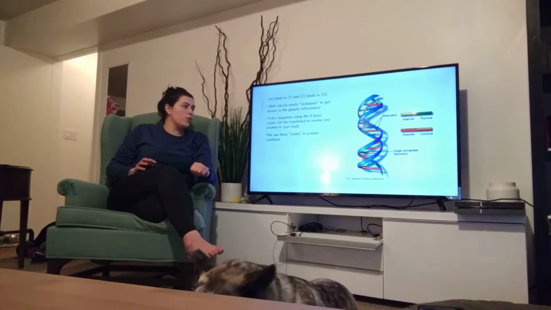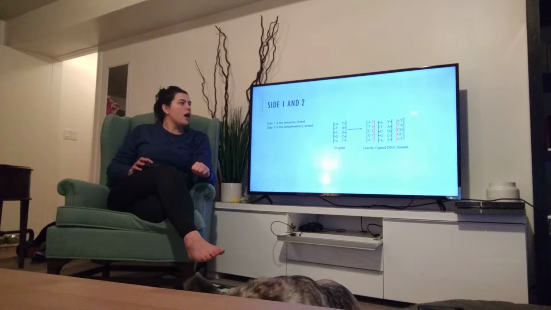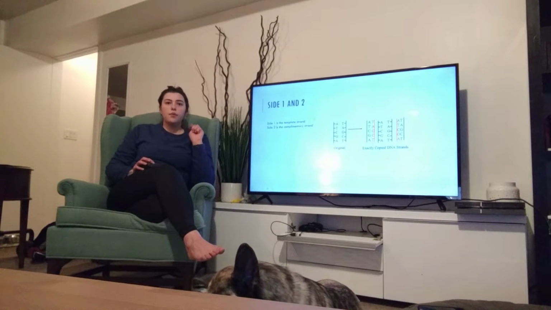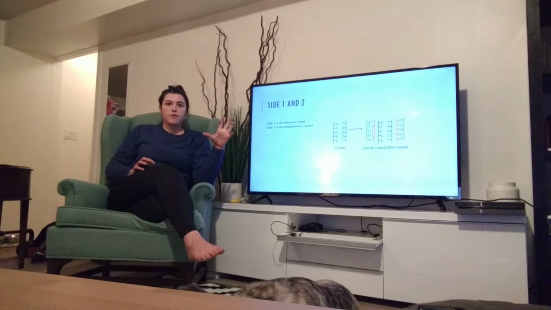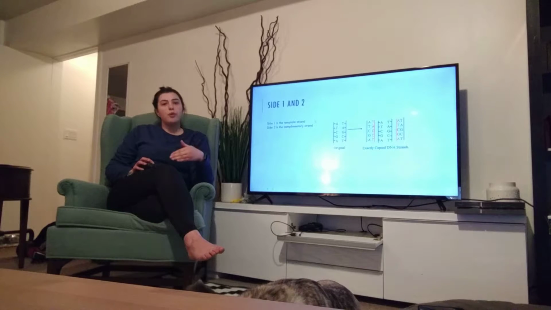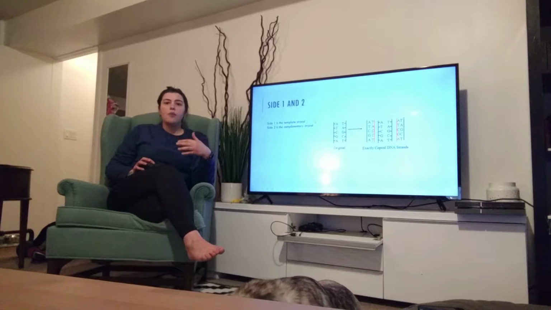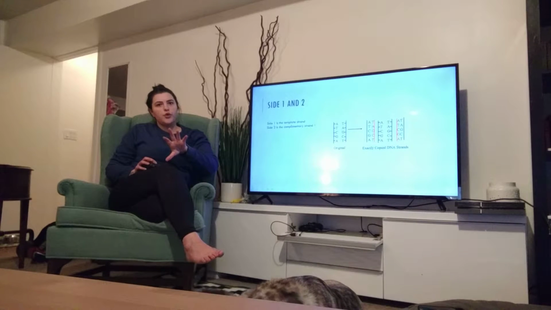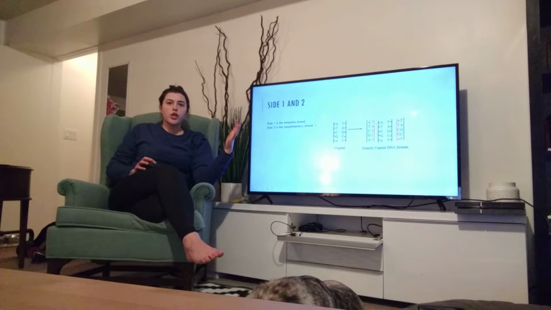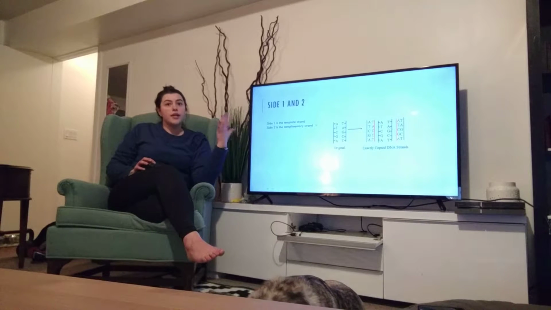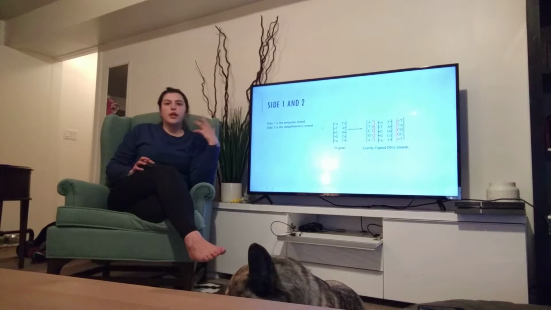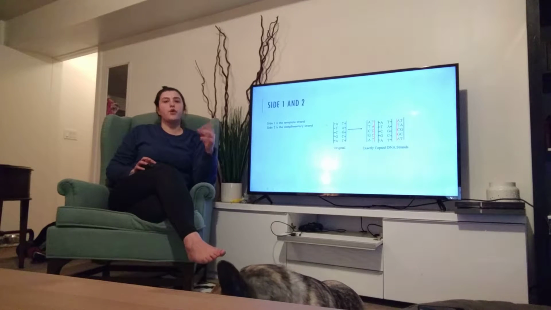In DNA, we have 2 sides, side 1 and side 2. Side 1 is the template strand, that's where we get the information from, and side 2 is the complementary strand, and that is where we copy or replicate the information using the other code. So if on the template strand we have an A, then on side 2 or on the complementary strand we're going to have a T. If we have a C, we're going to have a G. If we have a G, we're going to have a C. If we have a T, we're going to have an A. So basically just using those 4 different codes.